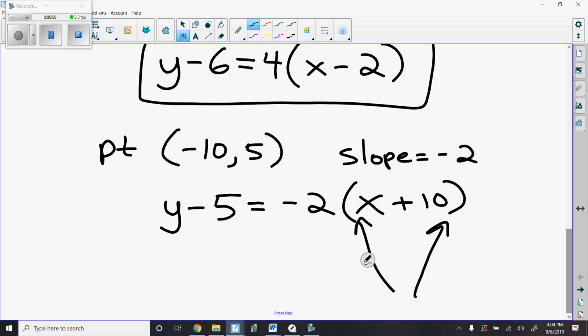Now, if you want to put it into y equals mx plus b, you can just distribute that negative 2 and then add 5 over, and you'll get that. Okay? But we don't need to do that. That's an equation of a line. They're going to ask you for equations of the lines on the test, and that's all you have to do.